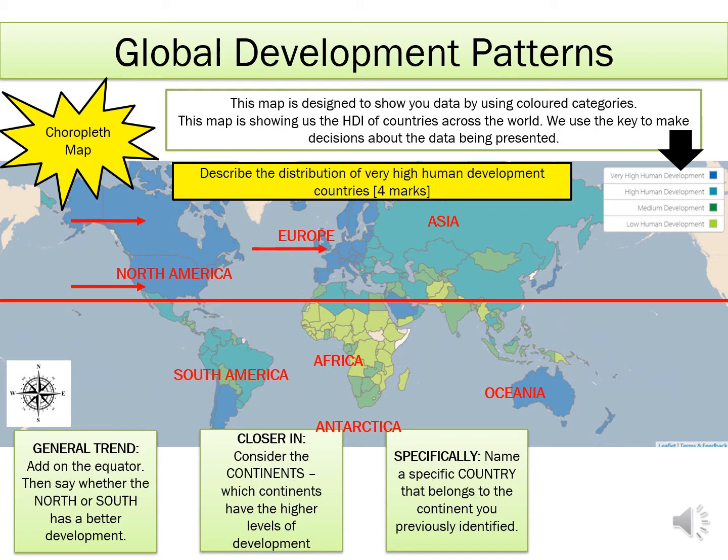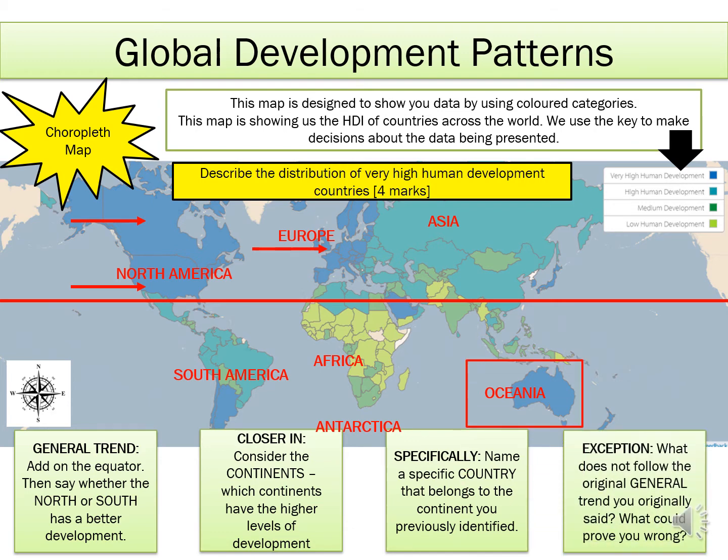And then the exception is the tricky part. What does not follow the original trend you said? So, for example, if you said that the north has a better development, you would then have to talk about something in the south that does not fit the general trend. You would only get your 4th mark if you explained why that was the exception. So, for example, Oceania is the exception because it is in the south, but it has a very high human development. And that is as easy as it is to get 4 marks on a real life GCSE question.